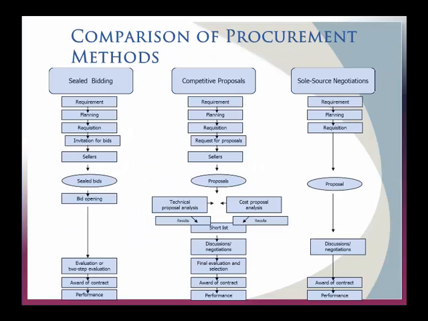So I'm not going to go into the details of comparing the different types of procurement, but you've got the flowcharts now for sealed bidding, competitive proposals, and sole source negotiations. They're different. There are different parts involved, different parts for government, different parts for private industry. In some cases, you're going to want to put boards together to look at the different proposals so that you can fairly document everything.